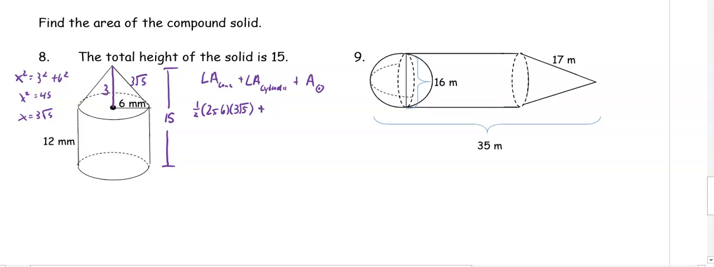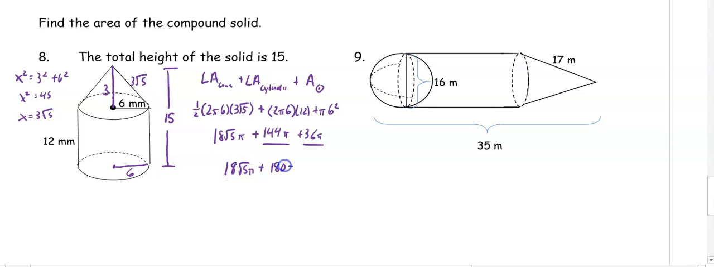plus the lateral area of the cylinder. So we're going to have the perimeter 2 pi 6 times the height of 12 plus the area of the circle on the bottom. Well, it's going to have the same radius of 6, so it would be pi 6 squared. So we are going to get 18 root 5 pi plus 144 pi plus 36 pi. Now, these two pi's that don't have a root can combine together. So we get 18 root 5 pi plus 180 pi millimeters squared.